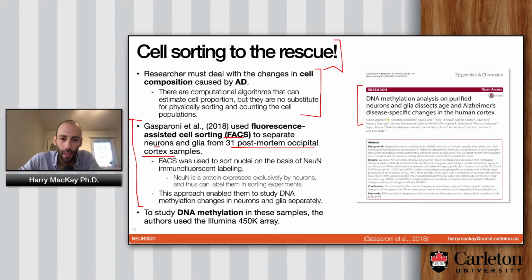But anyway, FACS was used to sort nuclei from cells on the basis of NeuN labeling. NeuN immunofluorescent labeling. I think I spelled immunofluorescent wrong, so ignore my bad spelling. NeuN is a protein that's expressed exclusively by neurons, and thus you can label it fluorescently and figure out which cells are neurons and which cells are non-neurons. Ultimately, this lets them study DNA methylation in neurons and glia separately from one another.